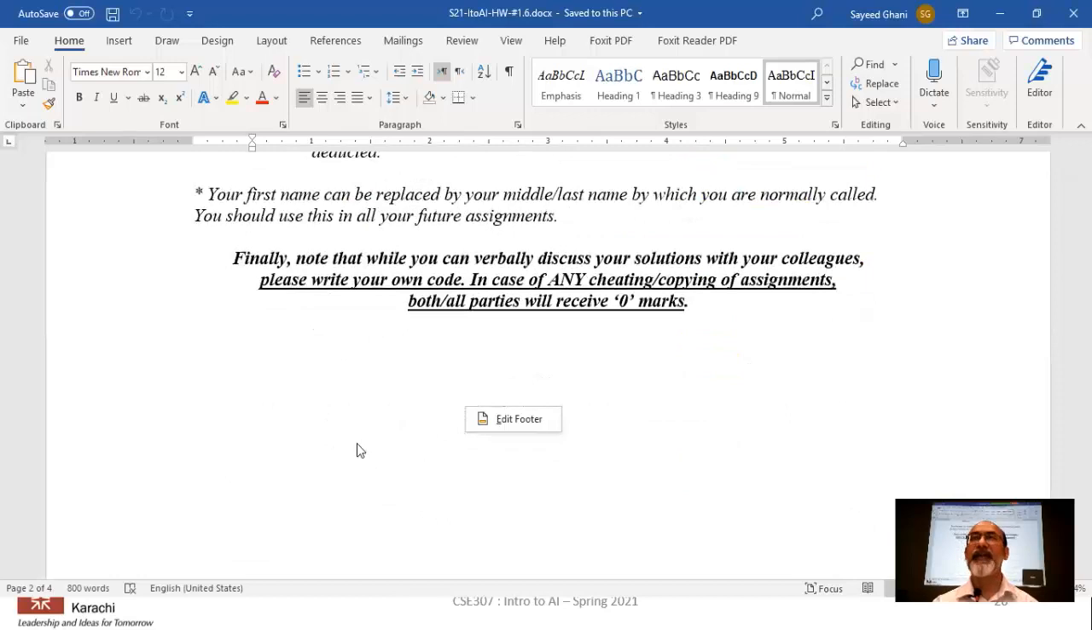Just a small warning again, you can discuss with your colleagues, but please don't blatantly copy, okay? And if you do that, we have other means of checking plagiarism, and if that happens, then all concerned parties will end up getting a 0 on that assignment, okay? So please don't do that.